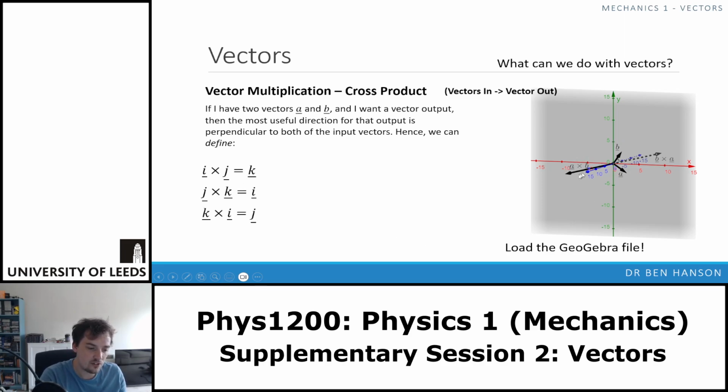That makes sense for our unit vectors because each one of these is perpendicular to the others, and so our need for one vector cross the next vector to be perpendicular to them both works out well.